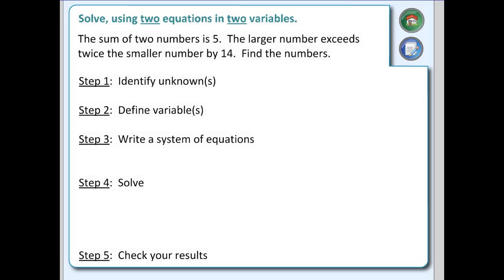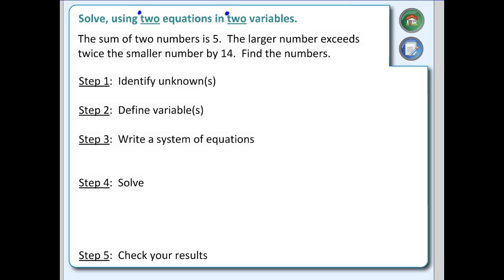So once again, as usual, we're doing story problems, so we're going to do the 5-step plan. If you notice, I've got the 5 steps already listed on the slide. It says solve using 2 equations and 2 variables. Remember, we're going to read through the words, be a good detective, and look for our operator words.